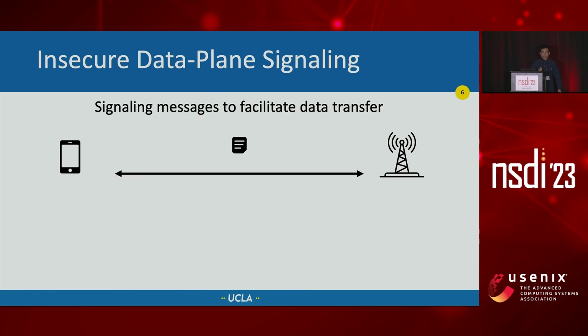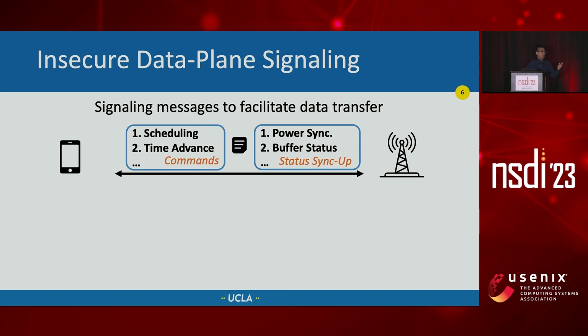All right. On the other hand, we have the data plane signaling messages, which are used to facilitate data transfer. They are actually important messages, kind of a gray area between the control and data plane. They are also used to manage the data plane delivery. They have some major functionalities, including commands where the base station asks the device to do something, or status sync-ups, where they exchange messages to update their power status, etc.